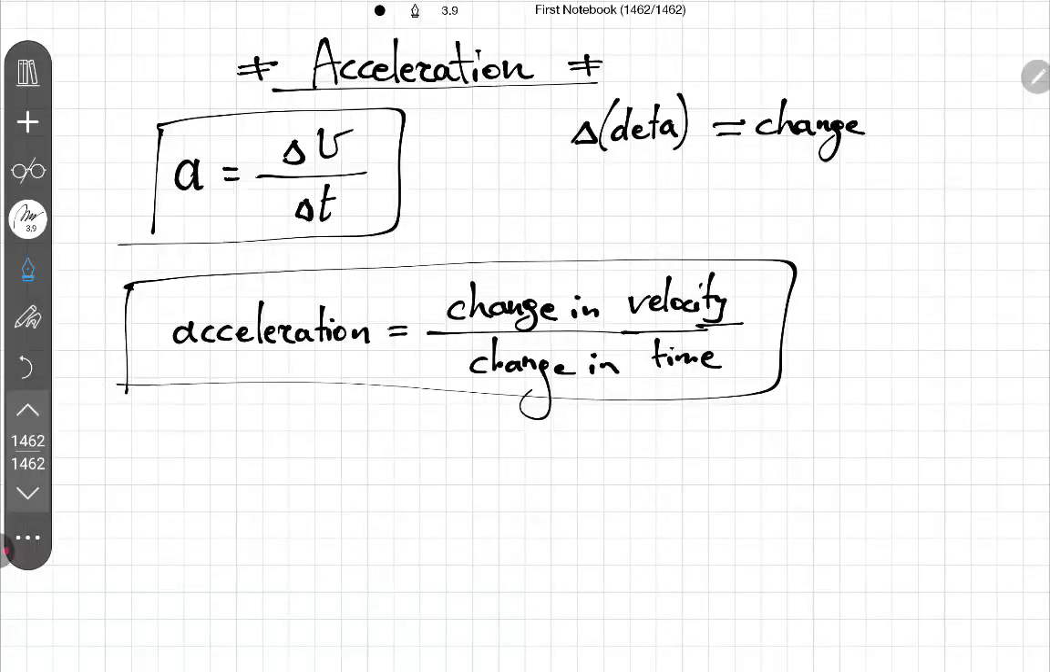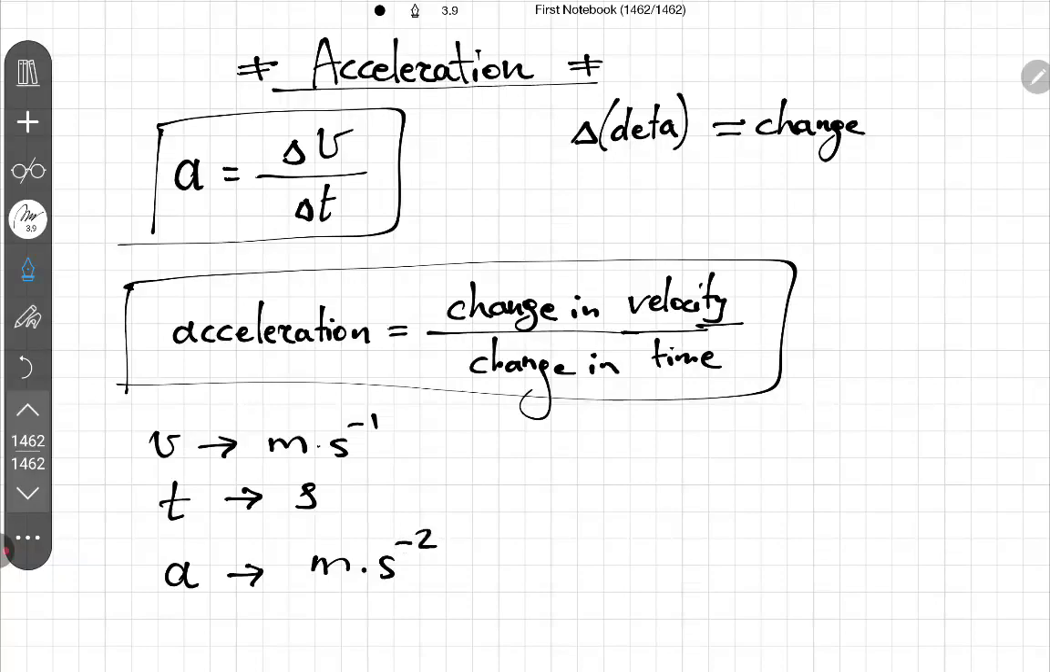And let's try to talk about the unit for the acceleration. We already know that the unit for the speed is meter per second, meters times second to the power of minus 1. And the time has the unit of second. And then the acceleration has the unit meters times second to the power of minus 2. Okay, so this is the unit for the acceleration.